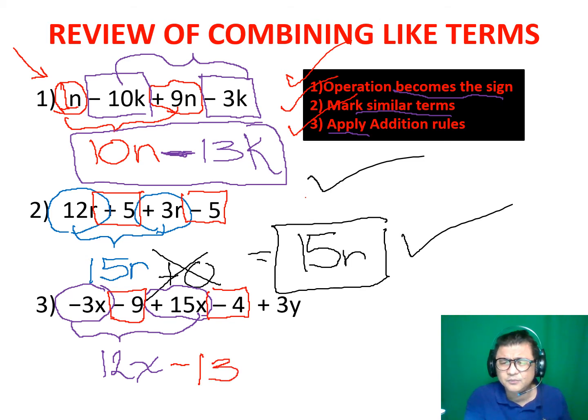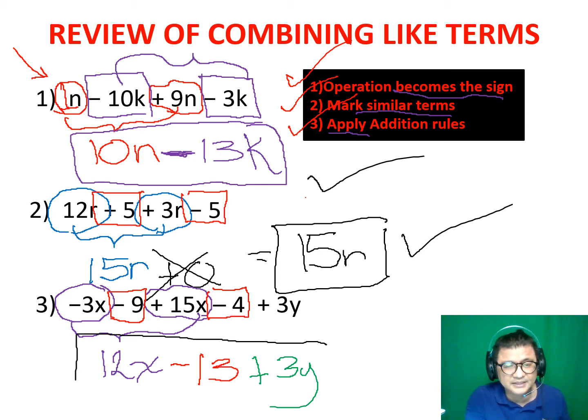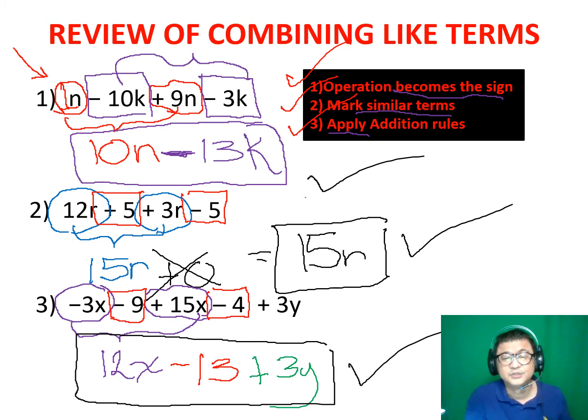How about the 3y? What will happen? It's not similar with anything. All right, if it's not similar with anything, simply bring it down, plus 3y. So look at that. The operation is the sign. So my final answer, the combined like terms are now what? 12x minus 13 plus 3y. Check. So again, combining like terms. They should have the same letters, the same literal coefficients.